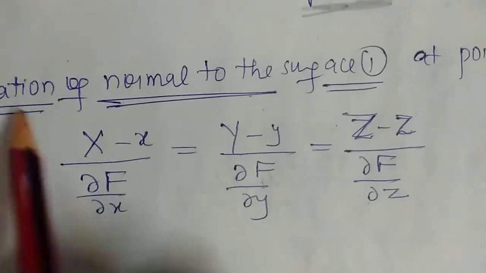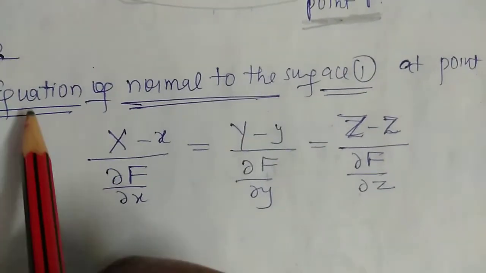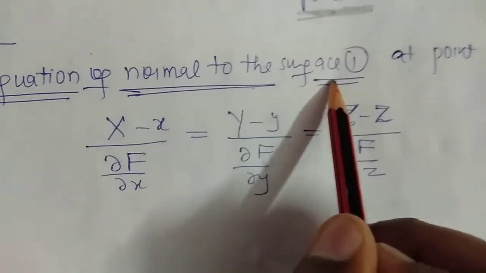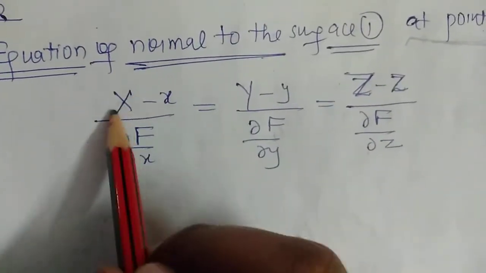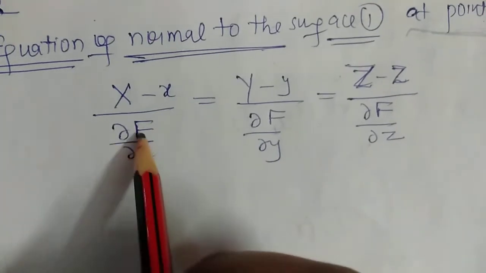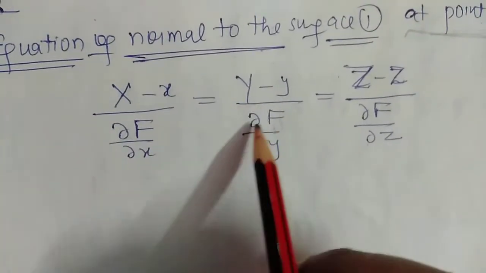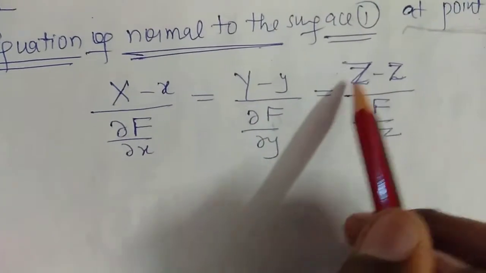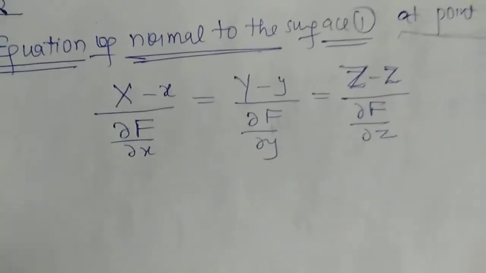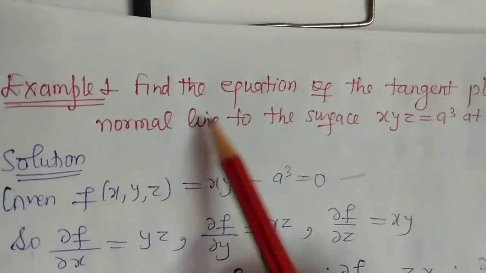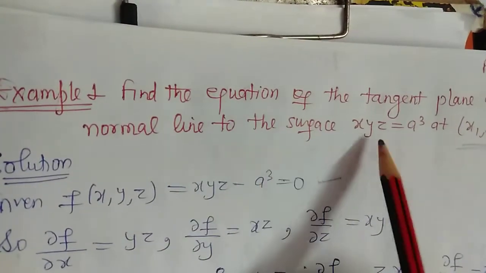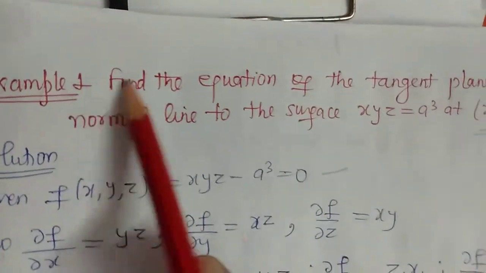Second application of partial derivative is in finding a normal to the surface. So the normal to the surface at any point P we have to find. Then the equation is x minus x divided by partial derivative with respect to x, y minus y by the partial derivative with respect to y, is equal to z minus z divided by the partial derivative with respect to z. We will discuss how to find tangent and normal planes of surfaces by considering some examples.